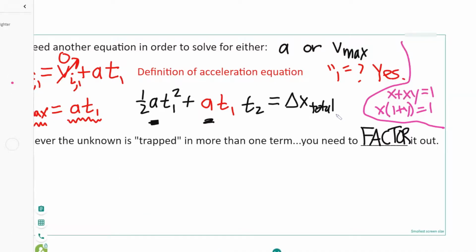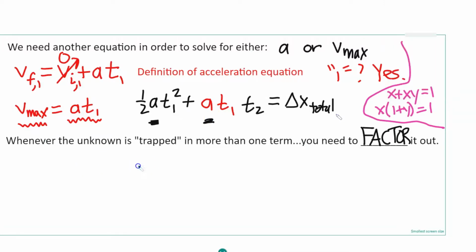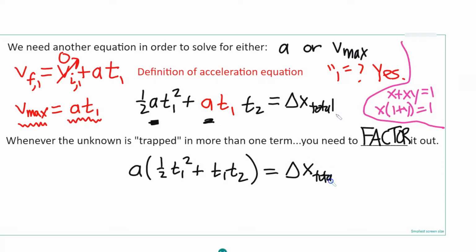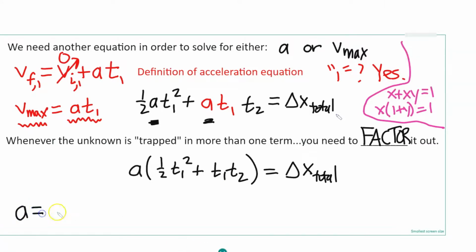So whenever the unknown is trapped in more than one term, and we're going to see this many times this semester in physics, we need to factor it out. So let's factor out the A, and then we've got 1/2 T1 squared plus T1 T2 equals delta X total. Did we see how we're going to solve this now? We're going to get A equals, and what should it look like? Delta X total on top, yeah, exactly.